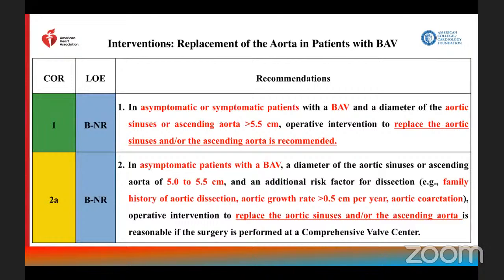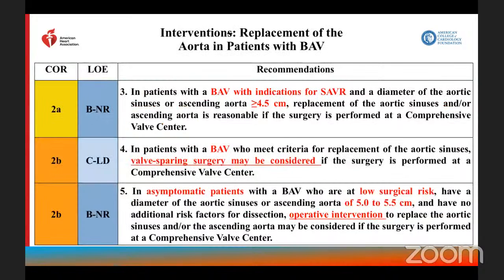In an asymptomatic patient with a bicuspid aortic valve and a diameter of the aortic sinuses or the ascending aorta of 5 to 5.5 centimeters, with an additional risk factor for dissection, like family history of aortic dissection, aortic growth rate of more than 0.5 centimeter per year, or aortic coarctation, operative intervention to replace the aortic sinuses and/or the ascending aorta is reasonable if the surgery is performed at a comprehensive valve center. It's a class 2A, level B.